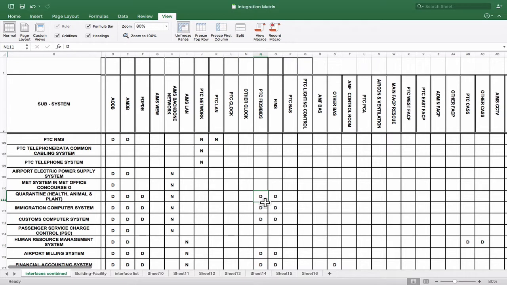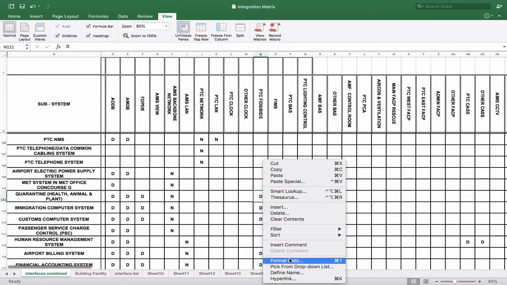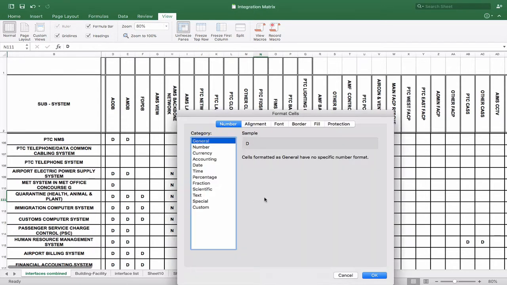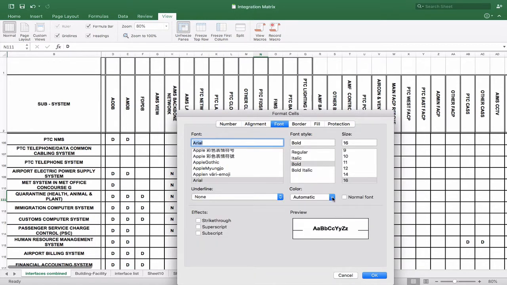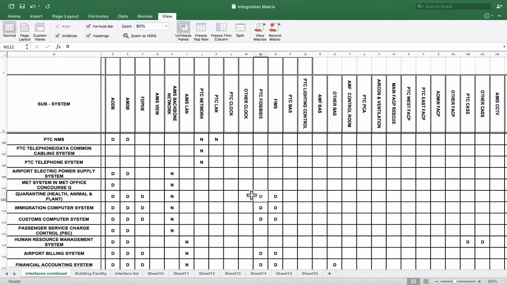Now in this case, for that cell, you would look at the FIDS database specification and drawing, and you'd look at the quarantine. So in this case, if the quarantine didn't have an interface to the FIDS, what I normally do is I would color code that cell, format the cell. I would change that D to a red color. And that tells me I have a problem.